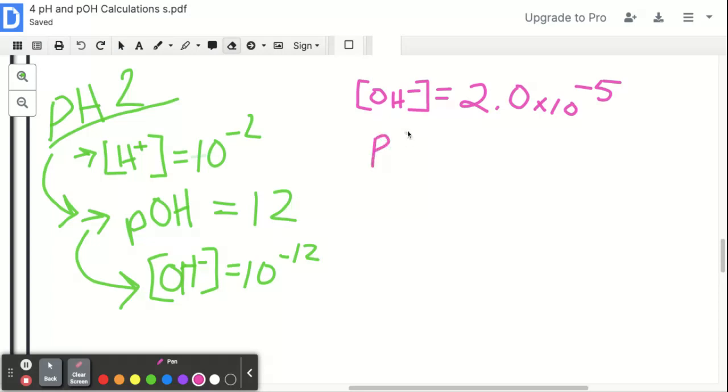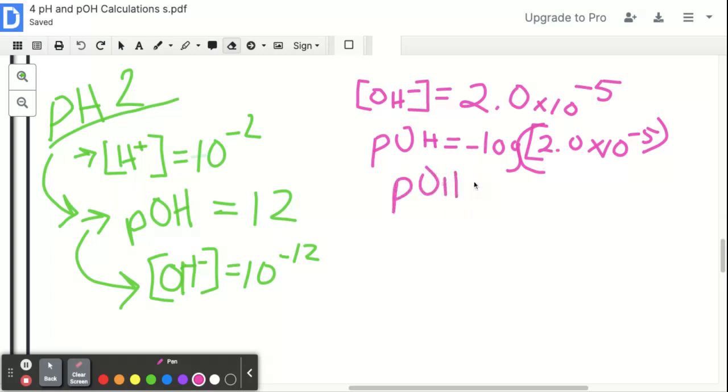So I've got my pOH is equal to the negative log of this concentration. So we have 2.0 times 10 to the negative 5th. Okay. Oops. Nice. Got brackets on one side, parentheses on the other. All right. So you're going to put in negative log of 2.0 times 10 to the negative 5th. And that's going to tell me that my pOH is 4.7.